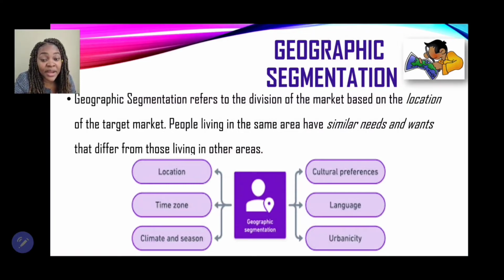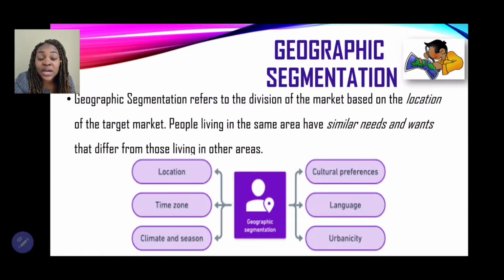People living in the same area have similar needs and wants that differ from those living in other areas, right? So we may speak of location, time zone, the climate, the season, cultural preferences based on where these persons live, their language, urban, city. How is it that we're going to cater for these persons, right? So when we're marketing, we can divide the market into 4 subsets as it relates to market segmentation, and this one has to do with geographic segmentation, and it all has to do with location.